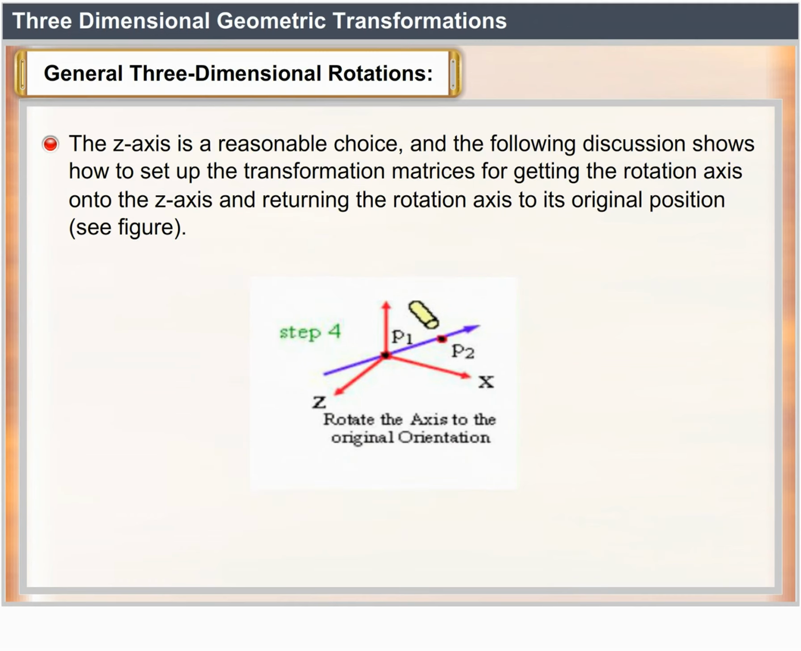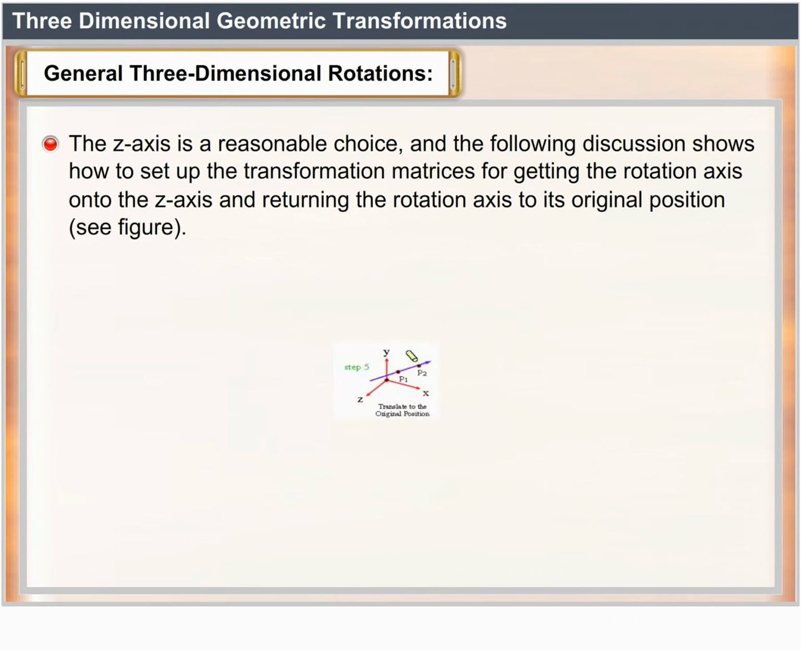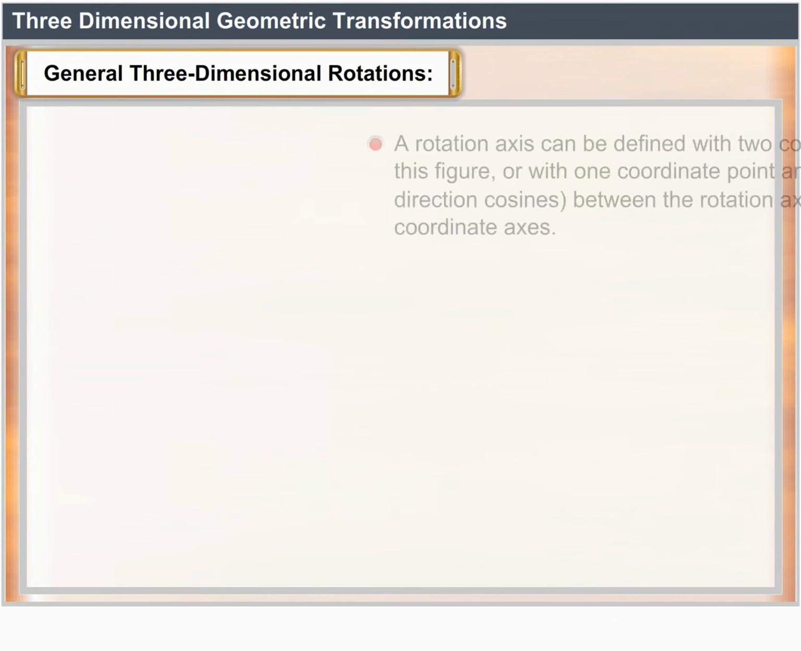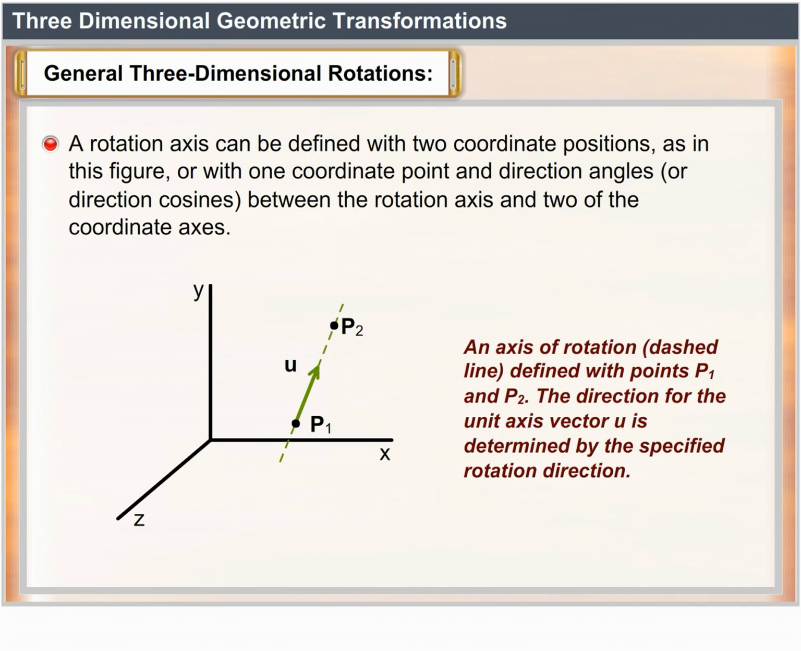A rotation axis can be defined with 2 coordinate positions, as in this figure, or with 1 coordinate point and direction angles, or direction cosines, between the rotation axis and 2 of the coordinate axes. Figure shows an axis of rotation, dashed line, defined with points P1 and P2. The direction for the unit axis vector u is determined by the specified rotation direction.